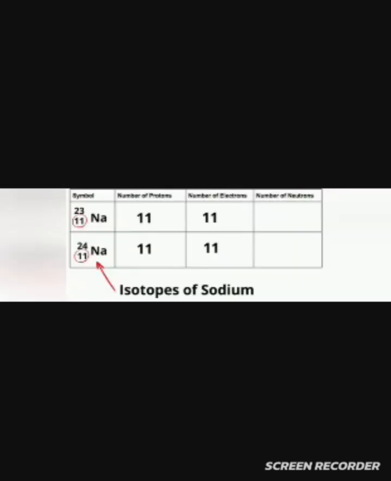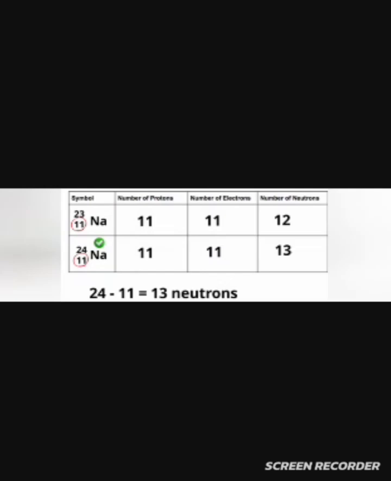Let's look at another example. We are now looking at sodium. We have two isotopes of sodium, sodium-23 and sodium-24. All of them have the same atomic number, 11. So that makes their number of protons 11 and their number of electrons 11. However, sodium-23 has a mass number of 23, and this makes the number of neutrons 12. When you get 23 minus 11, we get 12.